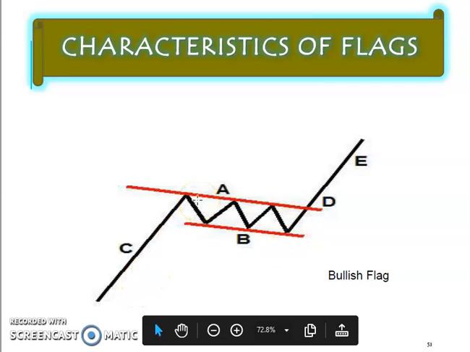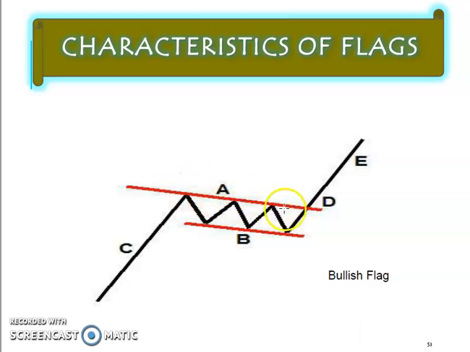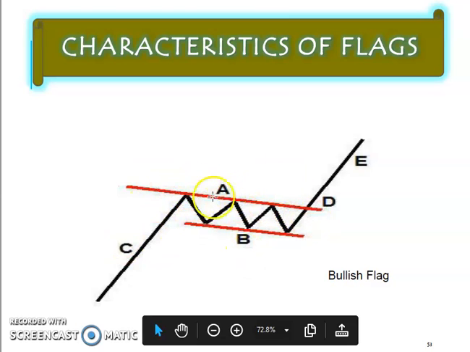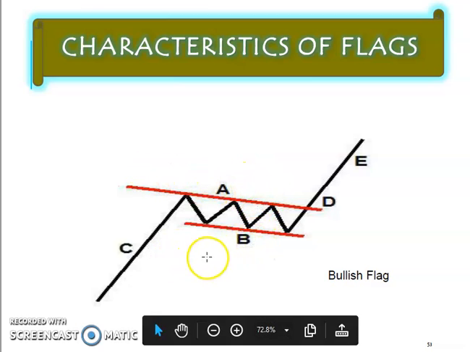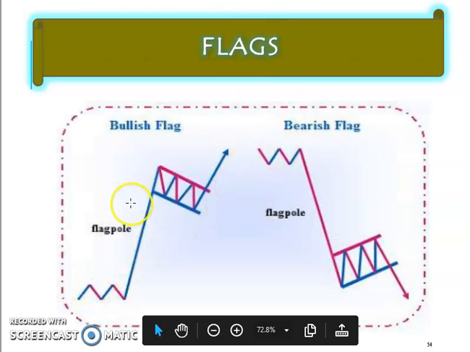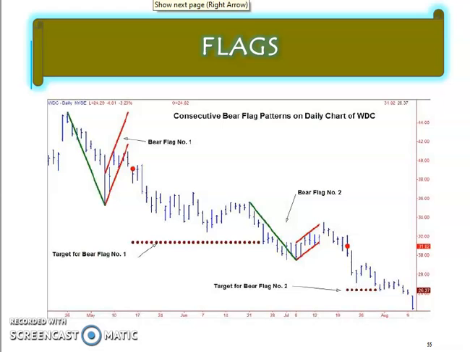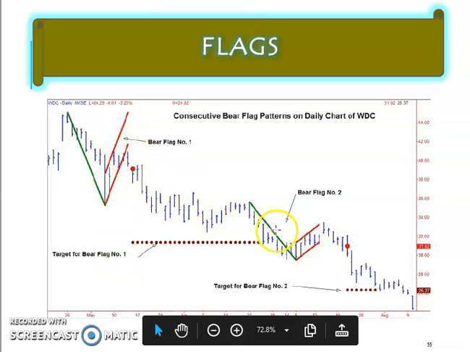I would like to remind you that the flag pattern is not always the same. Sometimes it will be slanted a bit. Sometimes it will form just upward, or what we call a parallel or rectangle pattern. So this is an example of a bullish flag, and this is a bearish one. Again, how you are going to use it is similar to the pennant. You can see here an example of a bearish flag.